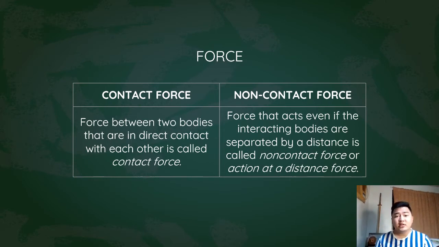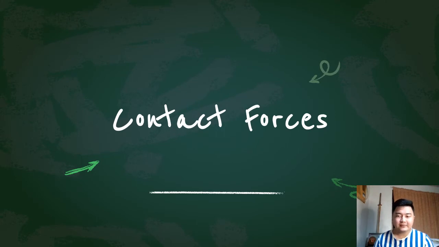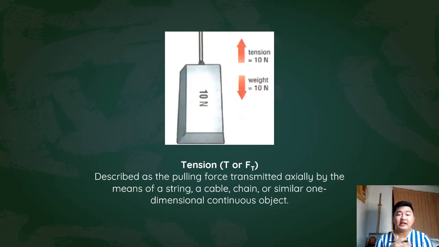So let's look into the different kinds of contact forces. What are some examples of contact forces? First on our list is tension force. Now what's tension force? Tension force is the force exerted by a one-dimensional continuous object such as a string, a cable, a chain, or other similar objects. So you have here a rope, and that rope exerts tension force.